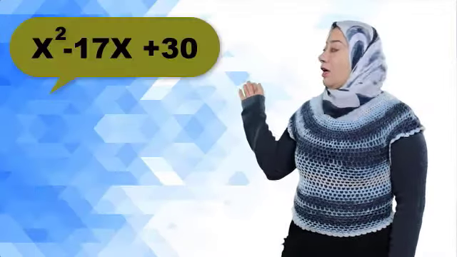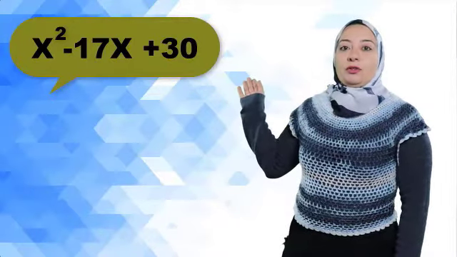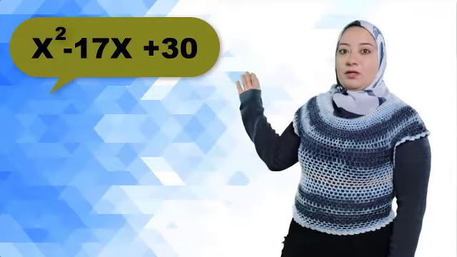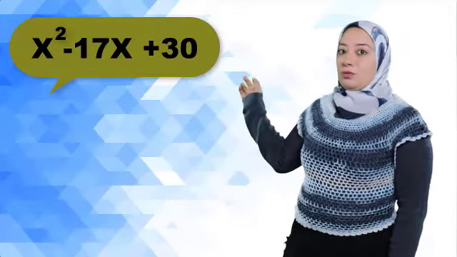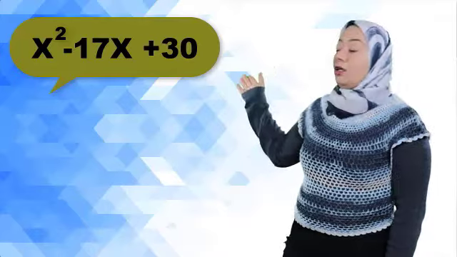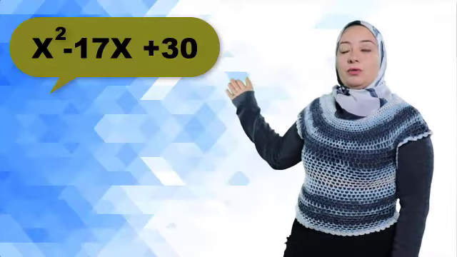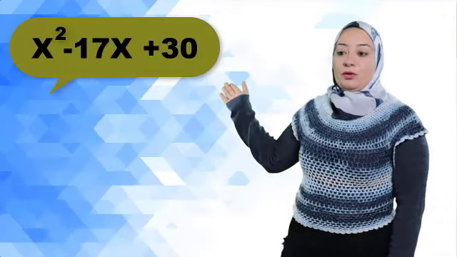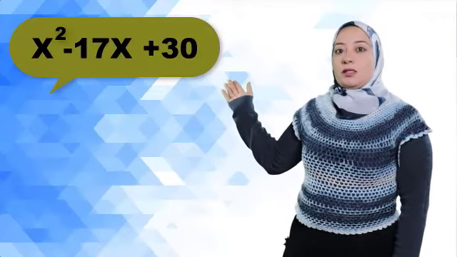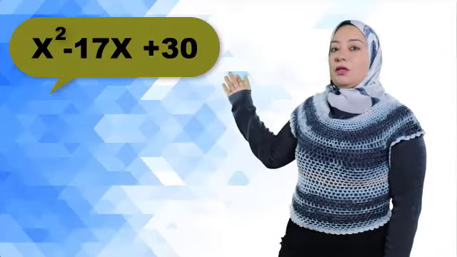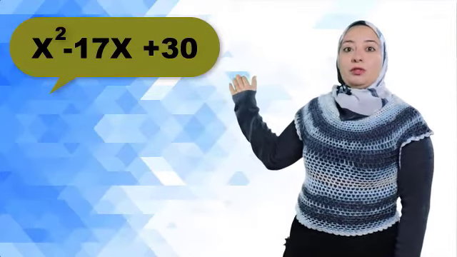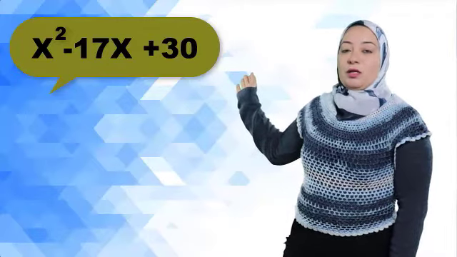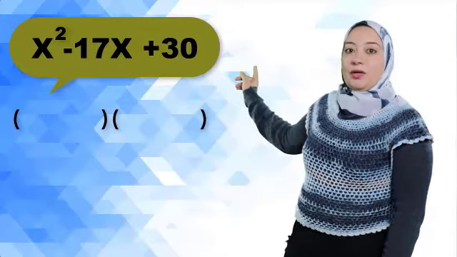Here we have an expression. We want to factorize it. To factorize an expression, first we must find out the highest common factor. But here we can't find any common factor between numbers or variables, so we can't find the highest common factor. What is the next step? The next step, as we know, is to write this expression as a product of two expressions or more. So we will open two brackets.